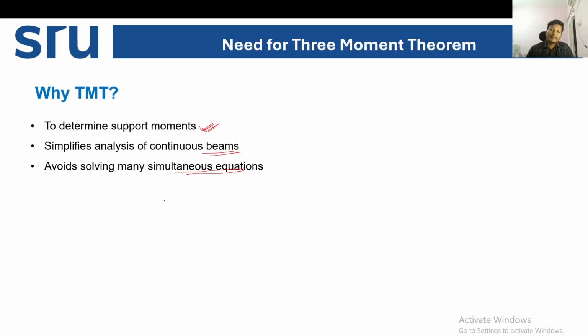So we need a number of equations to find out the unknowns. But what is the advantage of the three moment theorem? We can simplify the analysis, as well as avoid the simultaneous equations. If there are so many equations, you can avoid those equations, and in a simple way, by using a single equation, we can find out the support moments. That we can see in this method.